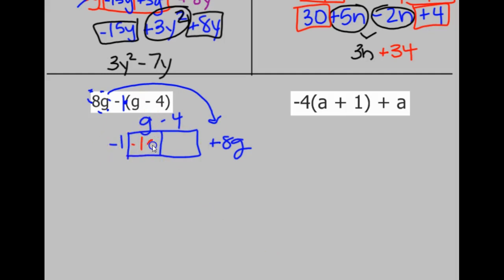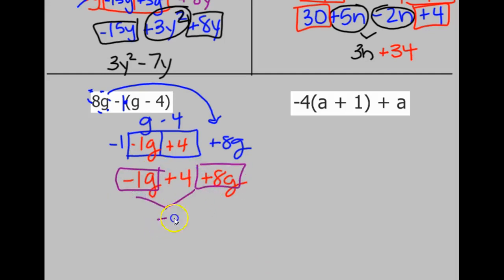Negative 1 times g is negative 1g. Two negatives multiply to make a positive 4. Negative 1g plus 4 plus 8g. Combine your like terms. Negative 1 plus 8 should give you a positive 7g. And then plus 4. Can't do anything with that 4.